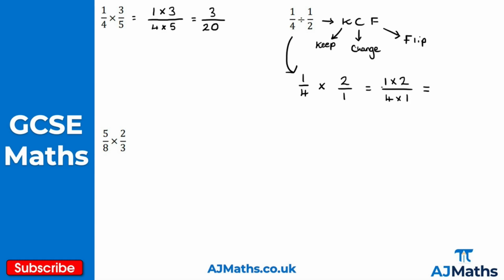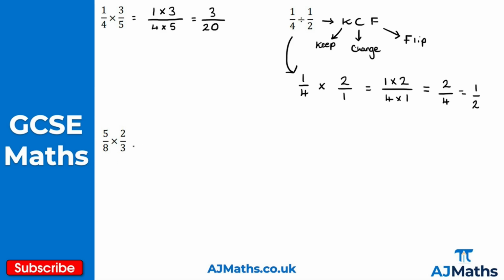So evaluating here, 1 times by 2 is 2. 4 times by 1 is 4. So we get 2 over 4. And we can actually simplify this. If we divide top and bottom here by 2, we get 1 over 2. And there we have it. So that's our solution to the second example.